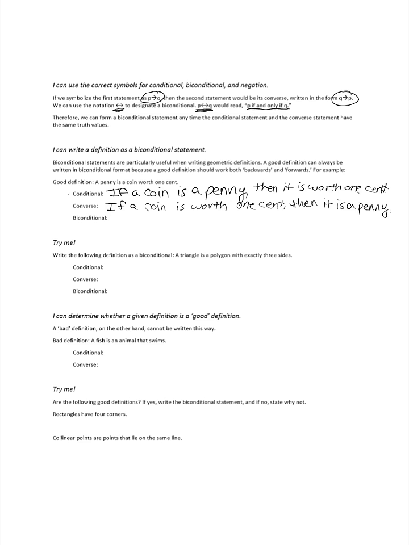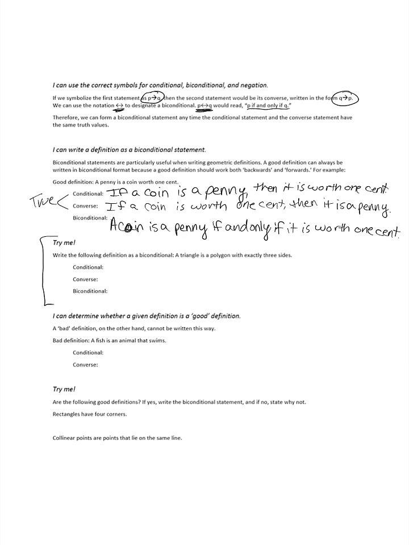Okay, both of those are true, so I can form a biconditional. Remember, I don't start with if. I start with, a coin is a penny if and only if it is worth 1 cent. Boom. That's my definition written as a biconditional. Now I want you all to go through and do this try me example on your own.